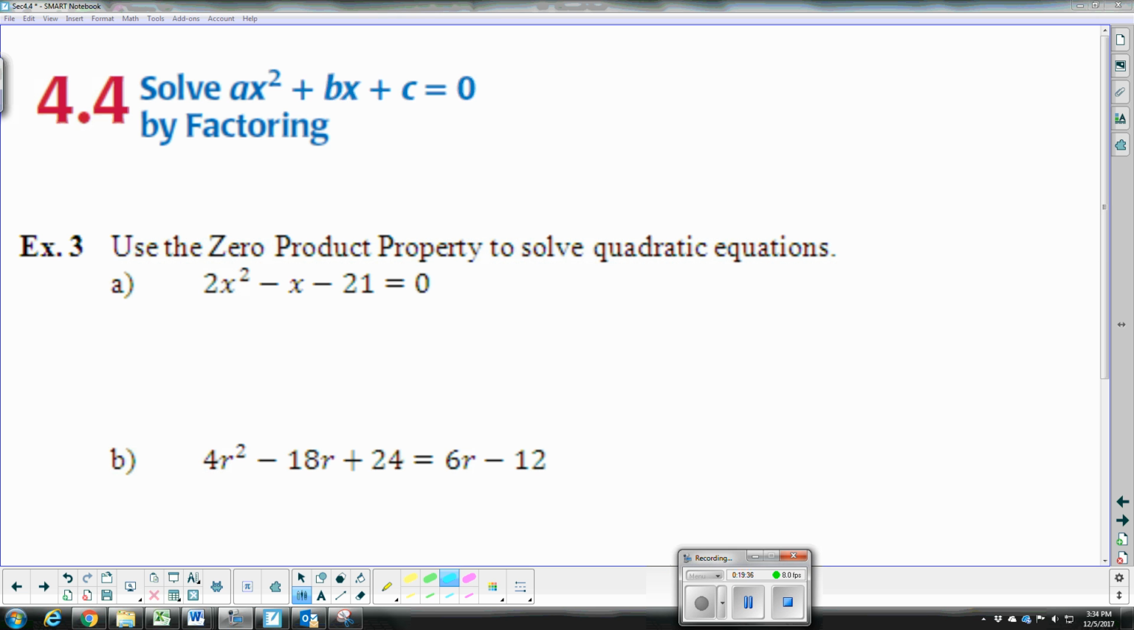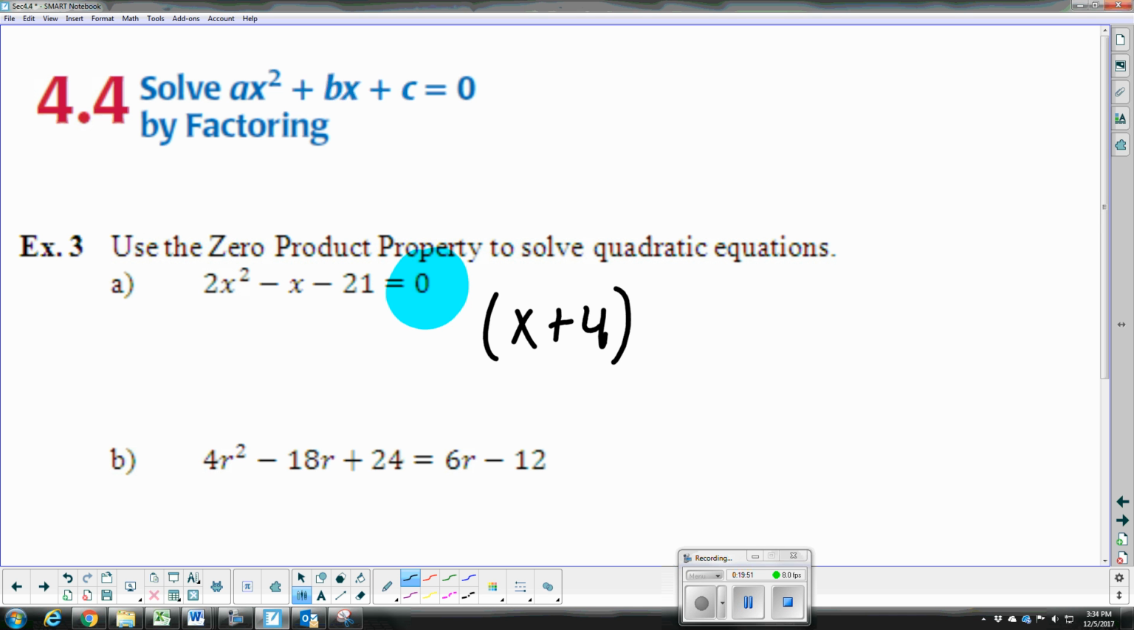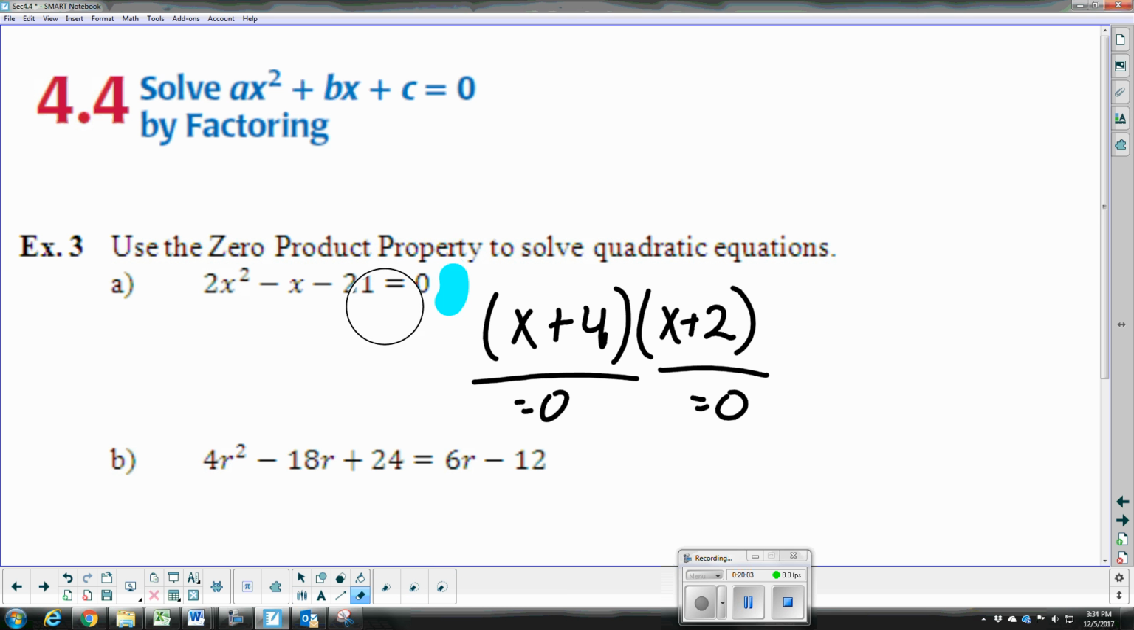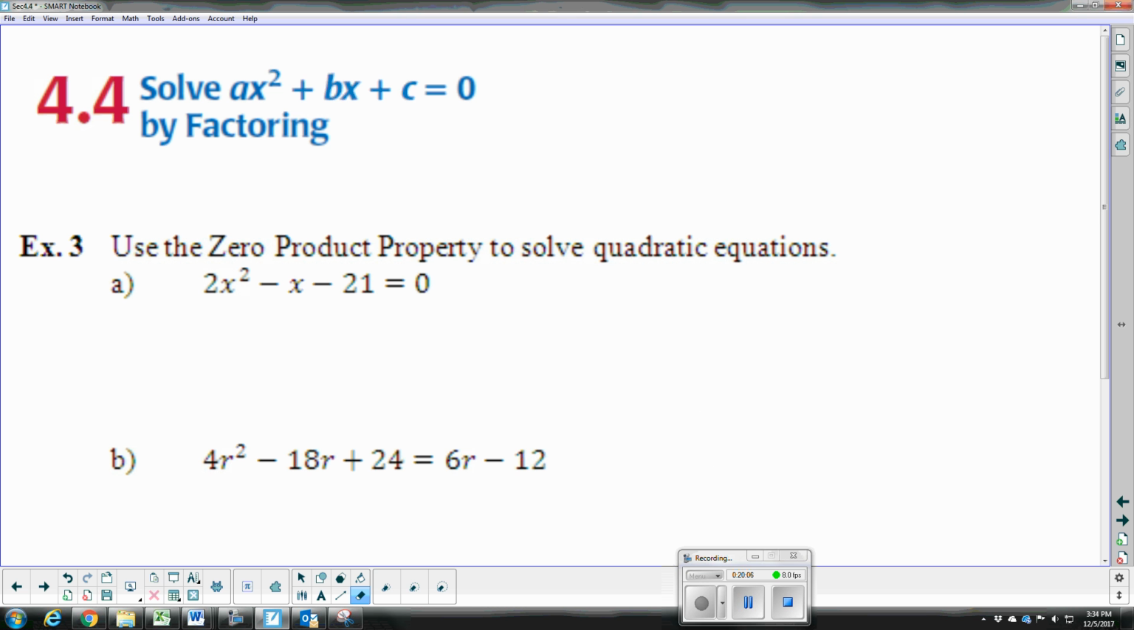Alright, now the next section is using the zero product property. Remember, the zero product property says that if the whole thing is equal to 0, and you have factors, so x plus 4, for example, and x plus 2, then either this group has to equal 0, or this group has to equal 0. So you have to set both groups equal to 0 if the whole thing equals 0. So that's just a refresher of the zero product property that we went through in lesson 4.3, so you can review your notes there.